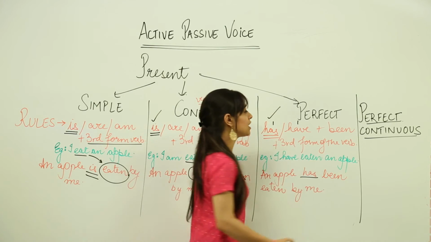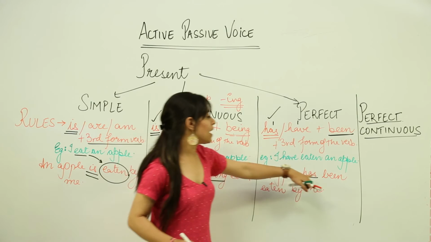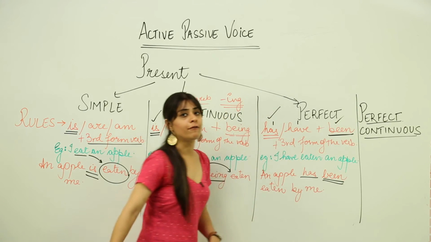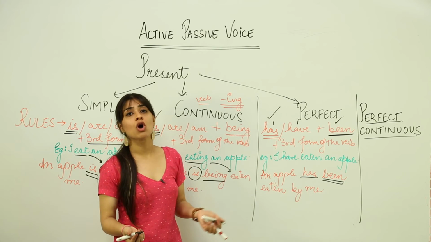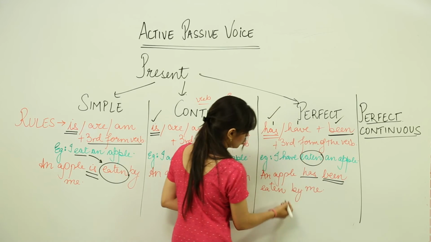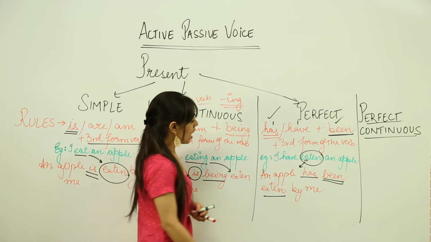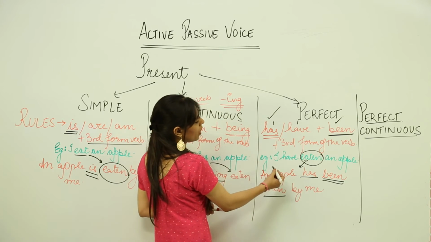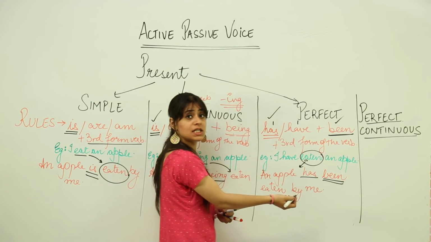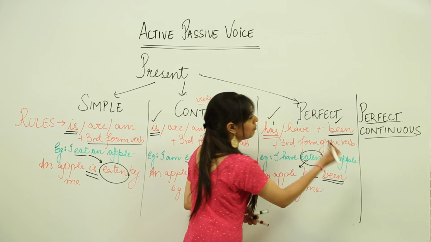The second condition is to have the word been in the sentence. So, an apple has been. The second condition has been fulfilled. And the third condition, as always, is the third form of the verb. So, from eaten to eaten, this remains the same. So, in active voice, the sentence goes like, I have eaten an apple. And when we convert it into passive voice, it becomes an apple has been eaten by me.